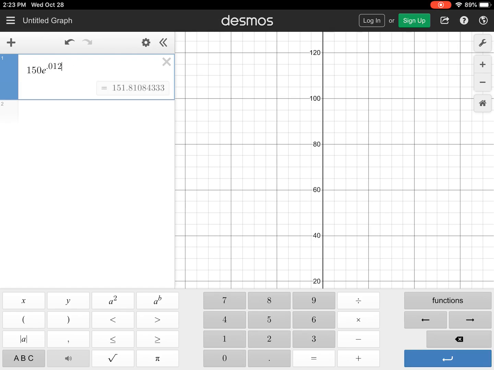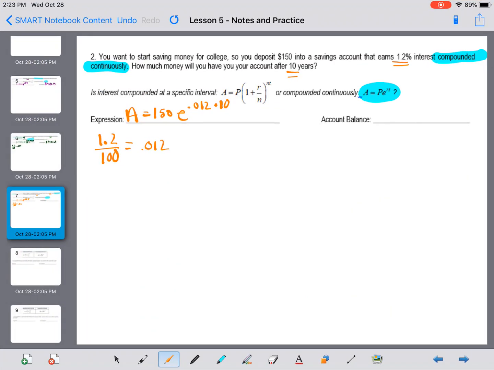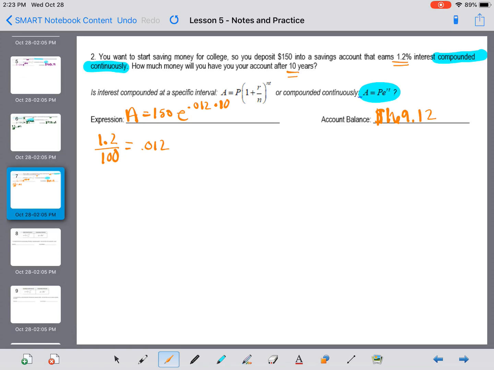Oops. And make sure, see, if you don't put parentheses, it does that weird thing. I don't know why it does that. But put parentheses, 0.012 times 10. So you get 169.12. So there would be $169.12 in your account after 10 years. So you'd only earn $19 more. I would maybe find a new savings account. That's not a lot. Okay.